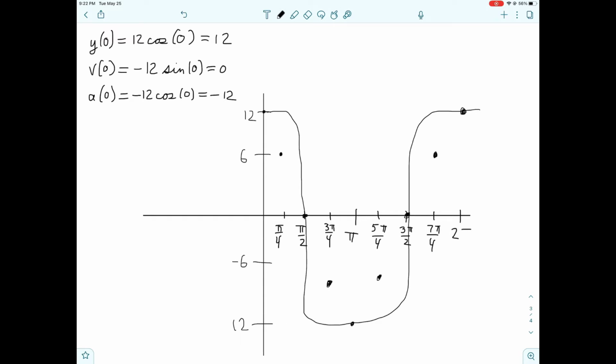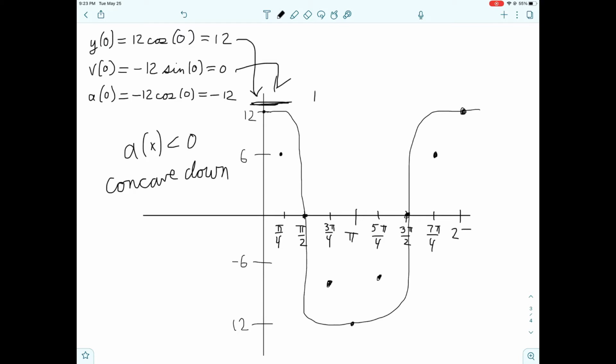I brought down the answers from the last problem, and we can see that position is 12 because this is a graph of position, and it's at 12 at 0. We know that we can see velocity is 0 because it has a horizontal tangent line there. And the way we see that acceleration is negative 12 is because it's less than 0, which means it's concave down, which we can see. The graph is concave down because it looks like a sad face.